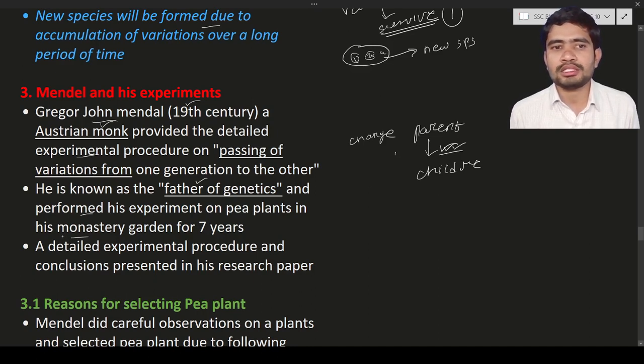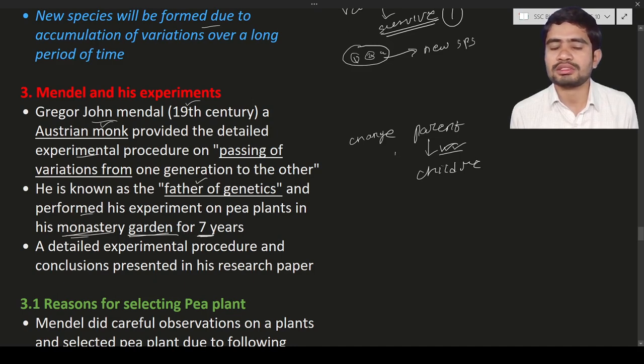Okay, so in his monastery, the place where these monks are living, that is known as a monastery. In the monastery there is a garden. It means a place where different plants are grown, that is nothing but a garden. So he did such kind of experiment for 7 years.